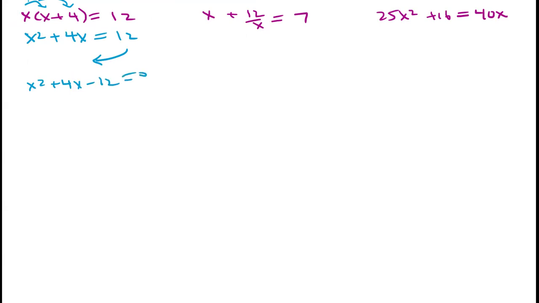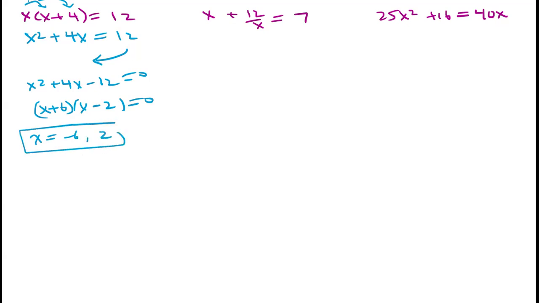Now we have it in standard form, so now we can factor it. In this case, we'll have x plus 6 times x minus 2 equals 0. So x will give us minus 6 and positive 2.